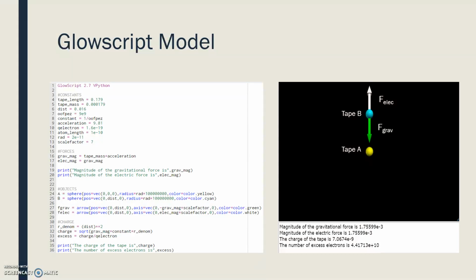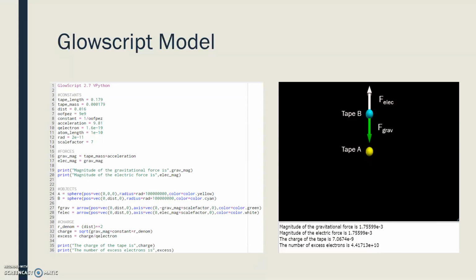The program calculated the charge of the tape to be 7.06 times 10 to the negative 9th, and the number of excess electrons to be 4.4 times 10 to the 10th, as calculated in the previous slide. The link to the GlowScript code modeling the system with the corresponding forces will be in the description below.